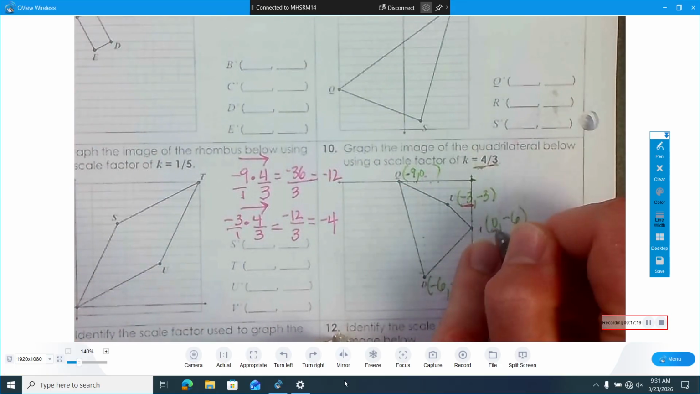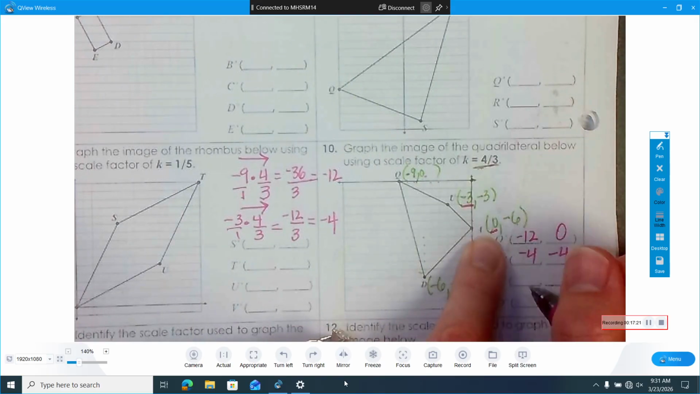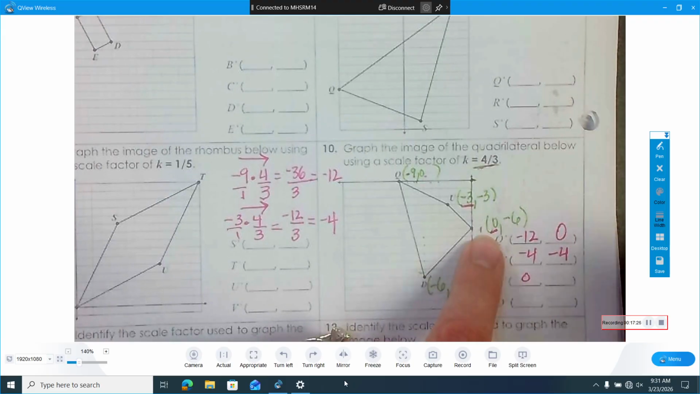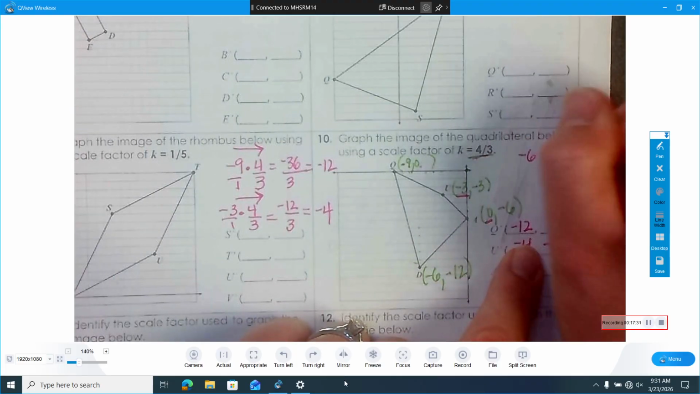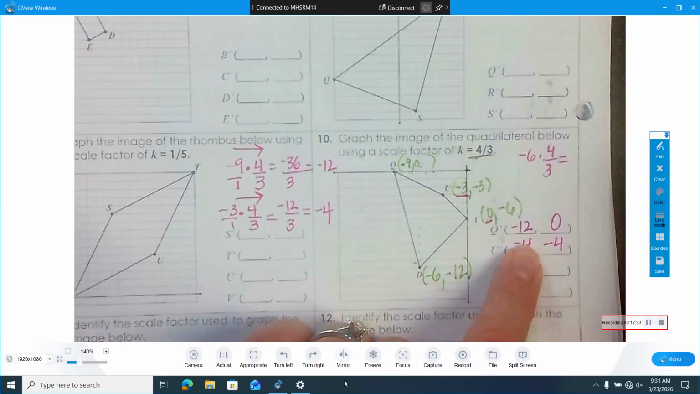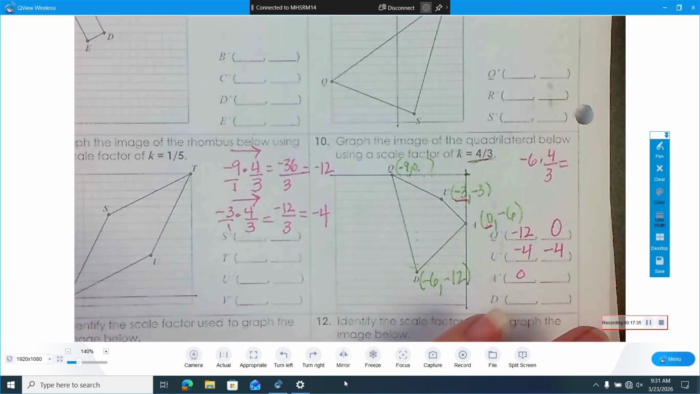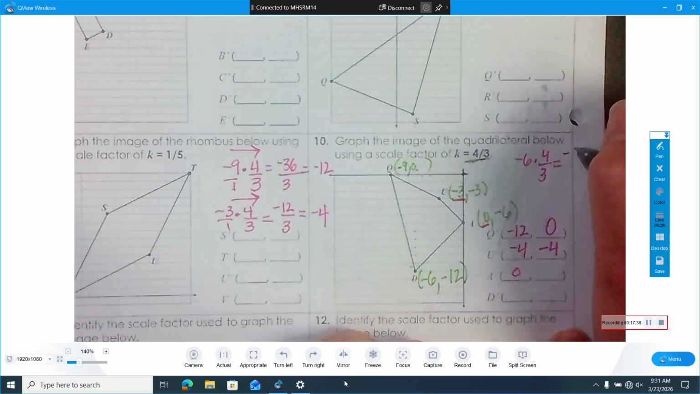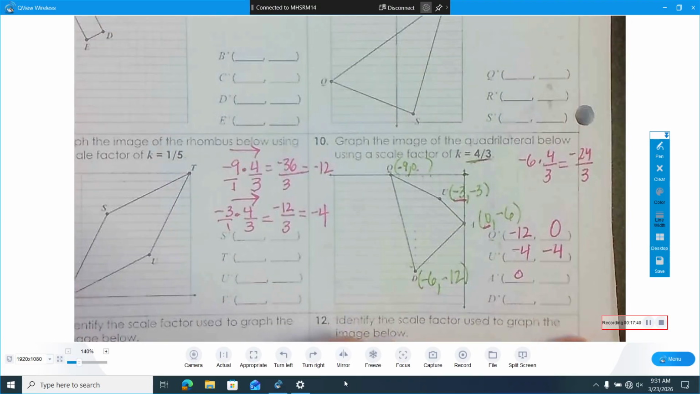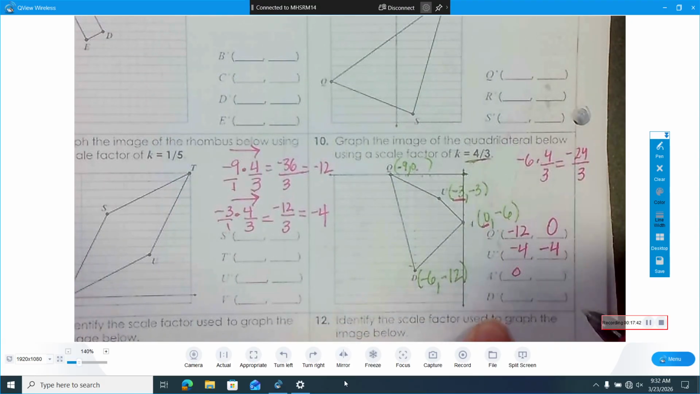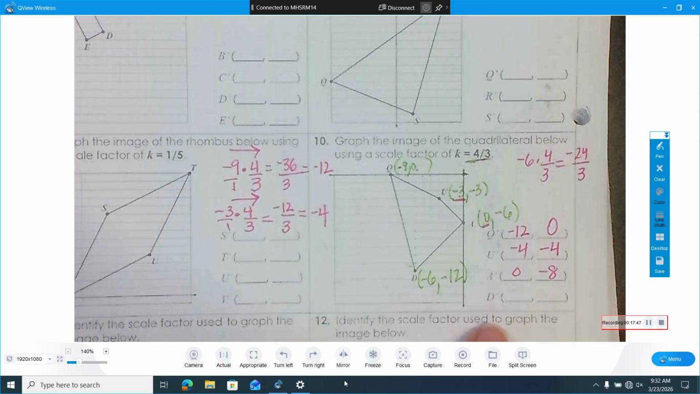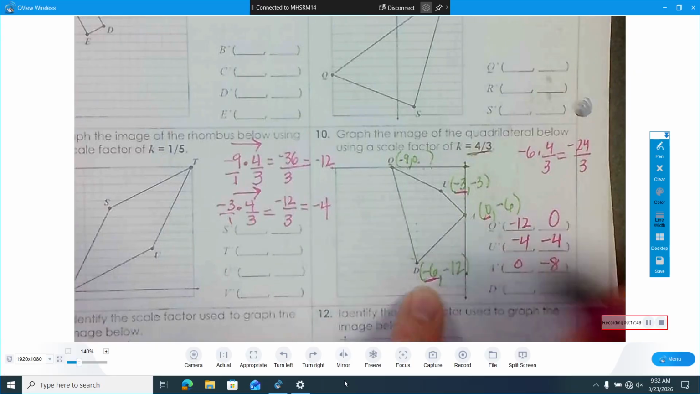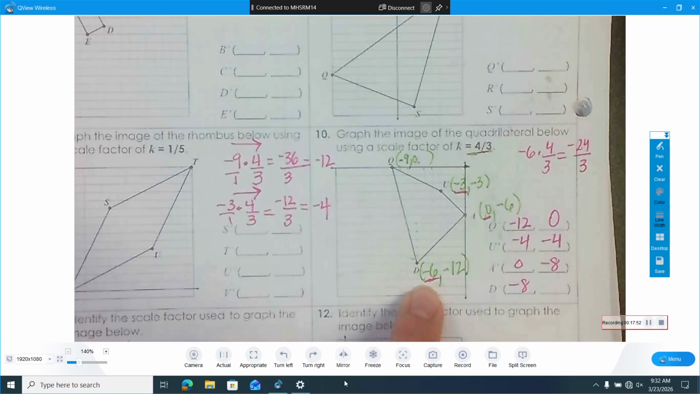Right here we have a 0. What's 4/3 of 0? Still just 0. 4/3 of nothing is still just nothing. And then we have -6 times 4/3. How do you multiply? Straight across. So that's going to be -24 over 3. What is -24 over 3? -8. So we have another -6 here. That's also going to be a -8.